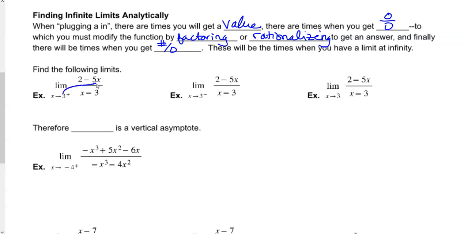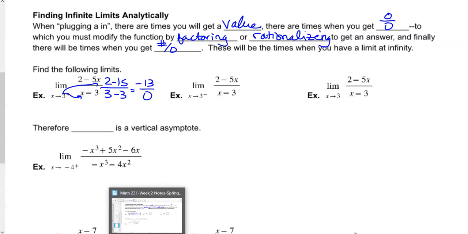If I plug 3 right in here, I get 2 minus 15 all over, plug 3 right in here, 3 minus 3, and that comes with a negative 13 over 0. Now, you can't divide by 0. So we know that this is going to be a plus or minus infinity answer, but we have to determine which one it is. So here's how we do that.